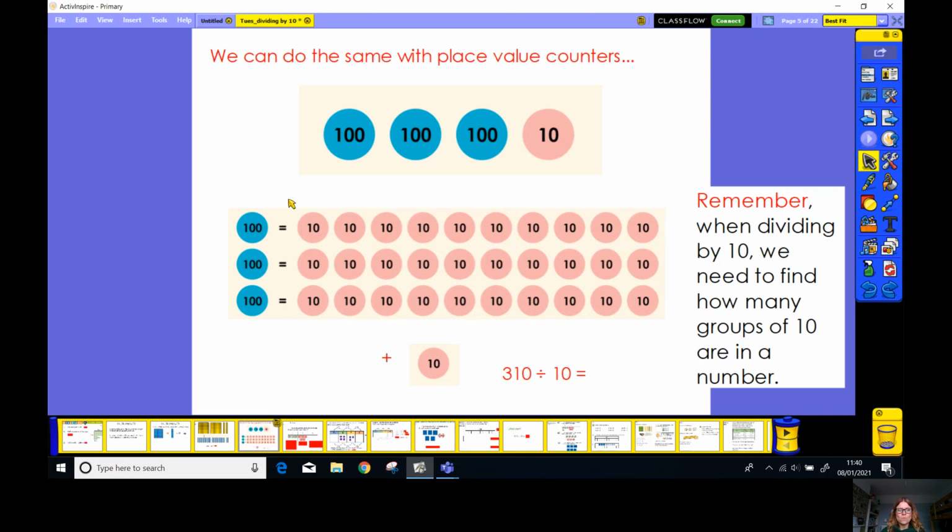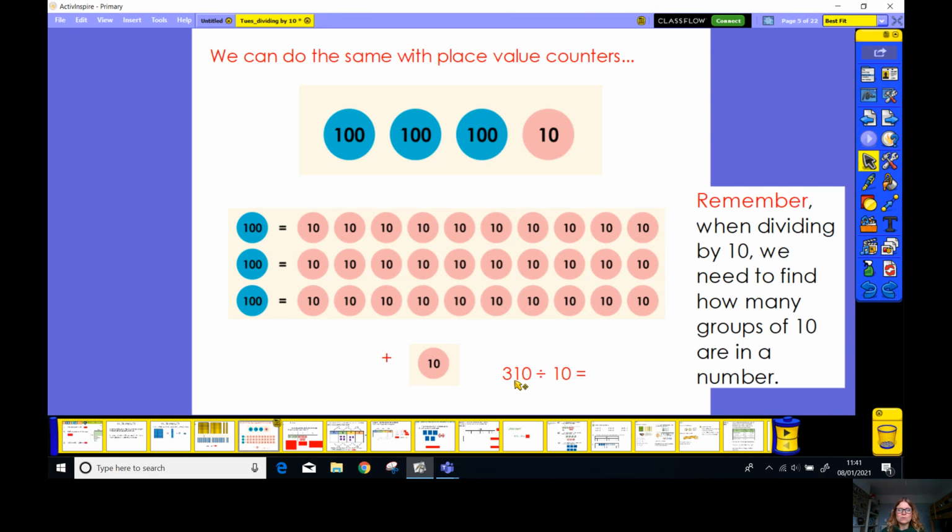So within that 100, I have 10 groups of 10. So in 300, how many groups of 10 do I have? Let's count them. We've got 10, add another 10, add another 10, means we've got 30 groups of 10 within that 300. And then we've obviously got that 10 there, so we mustn't forget that.